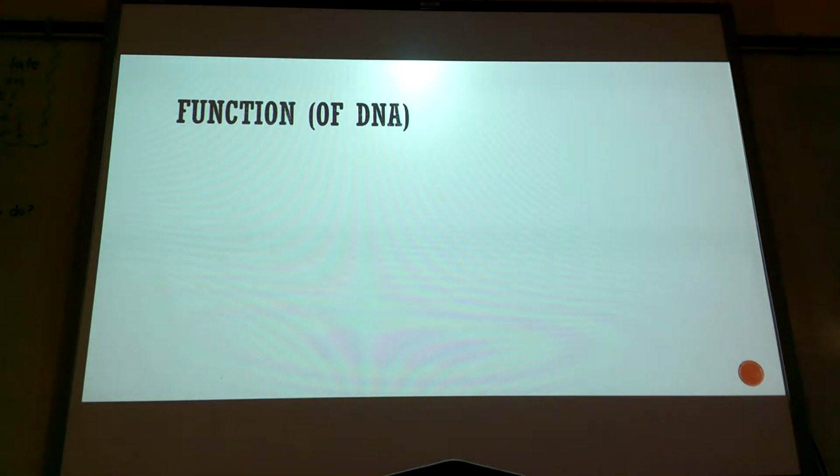It passes down heredity. So this is our hereditary information. The function of DNA is that it's storing all of that genetic information, all of that hereditary information that can be passed from one generation to the next.